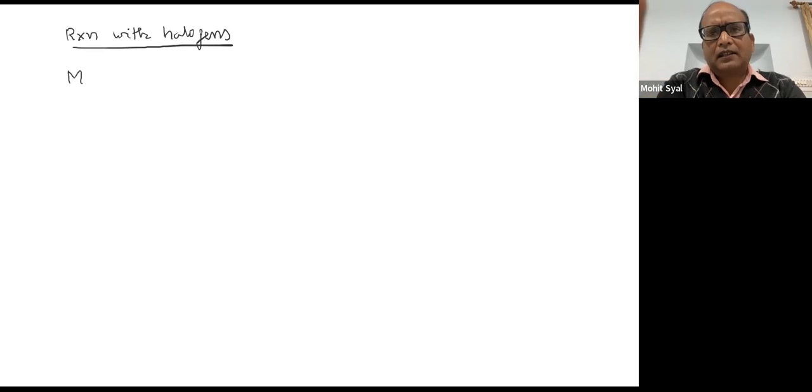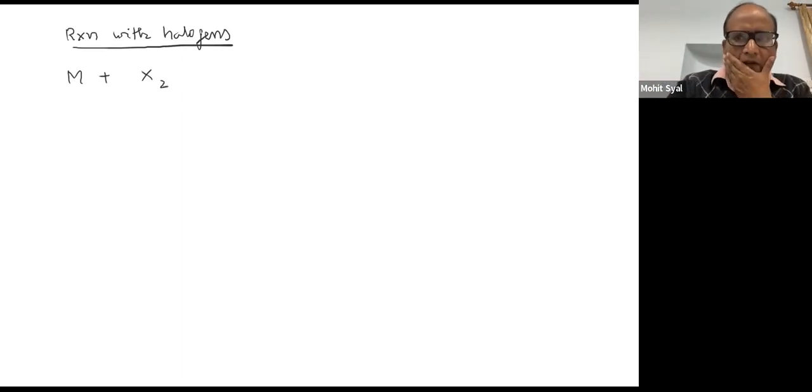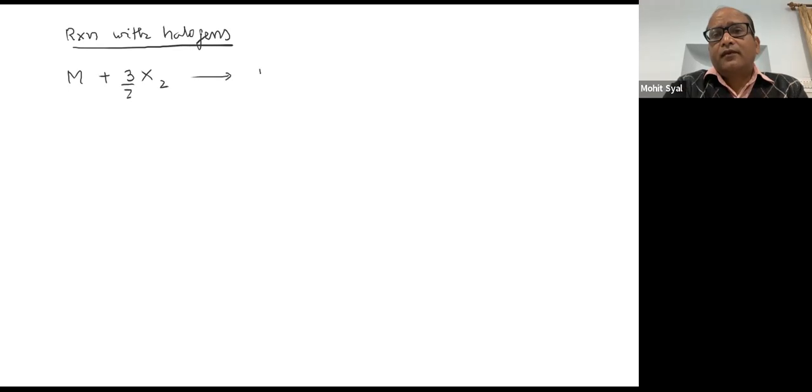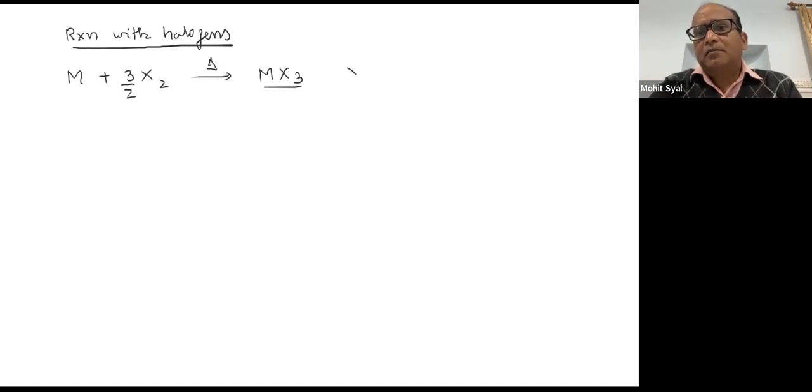So metal plus halogen. Fluorine exists in gaseous form, chlorine is also gaseous, bromine is liquid, iodine is solid. The reactivity decreases down the group. Mostly fluorine and chlorine are very reactive. So this is going to form trihalides, MX3. Boron, a non-metal, upon reaction with halogen forms a trihalide, and this X can be F, Cl, Br, I. It is a halogen.